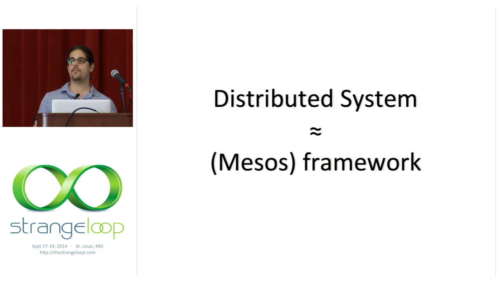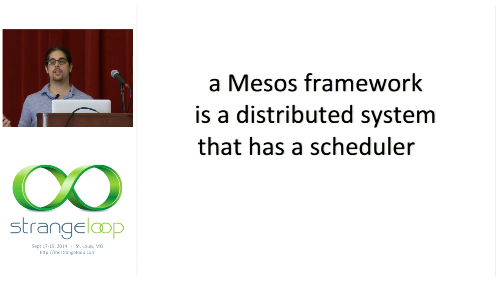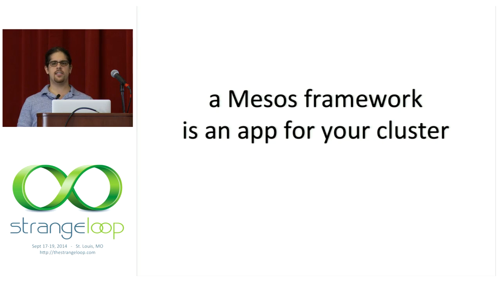Now, another important piece of vocabulary for Mesos is what these distributed systems are called. Each of these distributed systems that runs on Mesos is a framework. So a framework is a distributed system that has a coordinator. But we don't call it a coordinator. We call it a scheduler. Another way to think about this is that each of these Mesos frameworks is like an app for your cluster. But we're going to continue to call them frameworks because that's what they're called in Mesos.